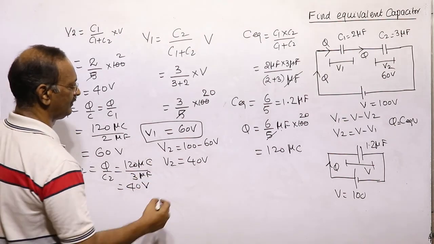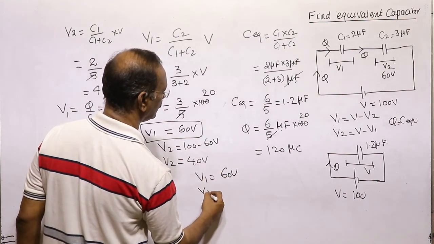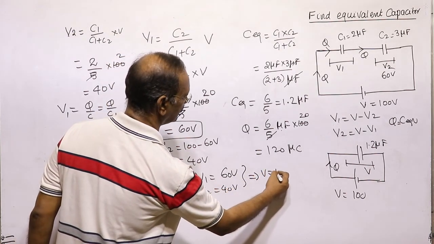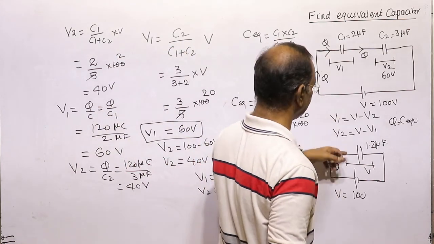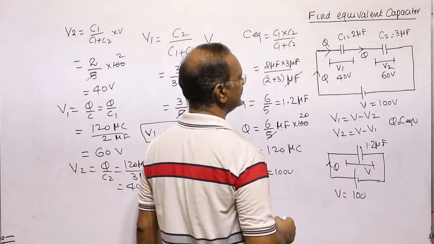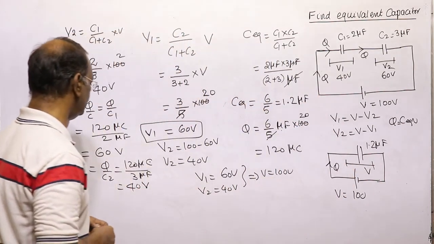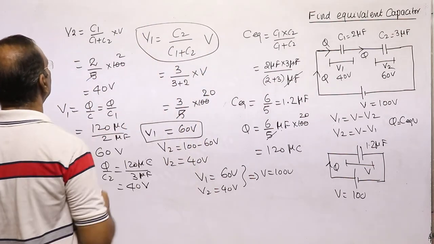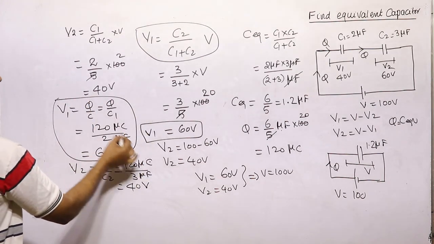So V1 is equal to 60 volt and V2 is equal to 40 volt. Both add up to V equal to 100 volt. It means this 100 volt is divided here as 40 volt and 60 volt. Since it is a series circuit, V is equal to V1 plus V2. So this is the shortcut method, and we can use this method also, though it is a little bit lengthier. Whatever method you feel, you can use it.